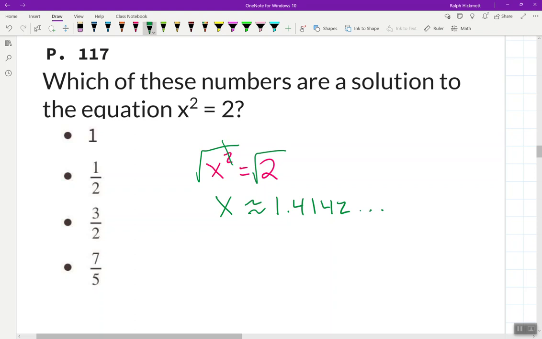But the point here is that 2 is not a perfect square. And if I look at any of the numbers over here, well, let's convert these to decimals. It's pretty clear it's not 1. 1/2 is 0.5. No, it's not 0.5. 3/2 is 1.5. It's close, but it's still not exactly it. 7/5 is 1.4, but it's 1.4 exactly. Square root of 2, when I put it in the calculator, is 1.4142 and so on. So that means there is no perfect square or number that is the square root of 2. None of these answers are a solution to this equation.